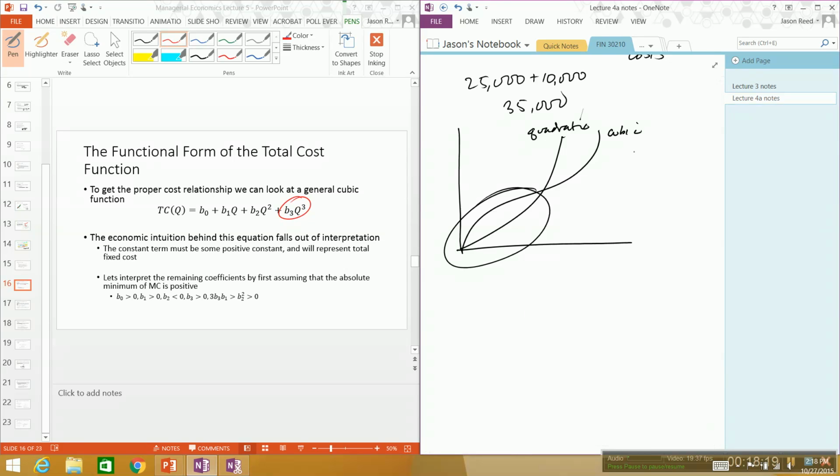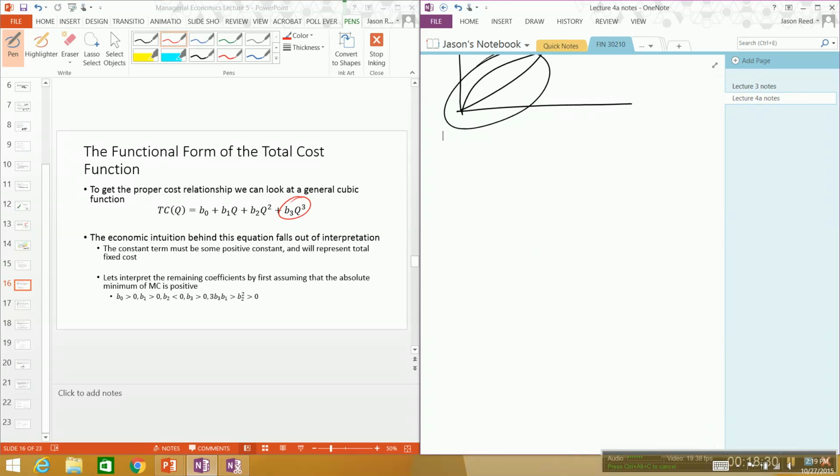So how do we know some of the values, and how do we interpret some of the coefficients, beta naught, beta 1, beta 2, beta 3? Well, what we're going to expect here is that beta naught is our fixed cost. So it makes sense that beta naught be greater than 0, because it doesn't intuitively make sense that beta naught would be negative.